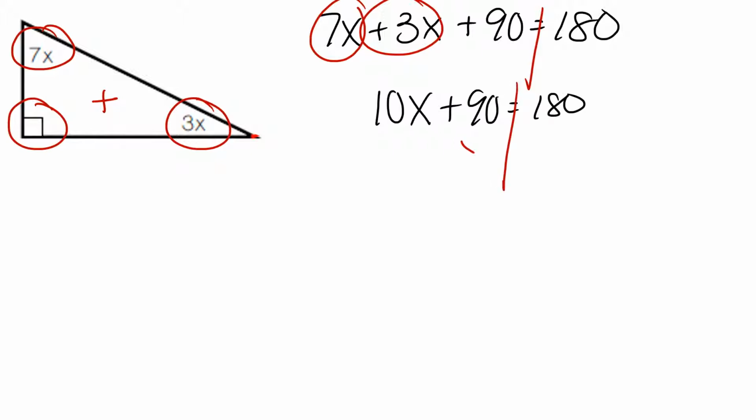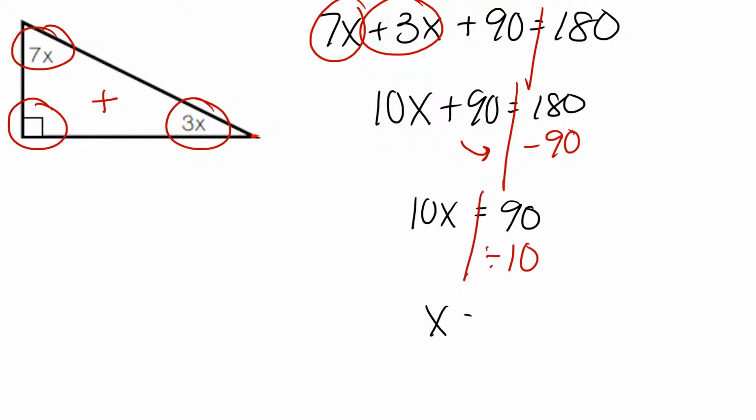Still combining like terms, 90 and 180 are on opposite sides, so we do the opposite operation. Instead of a plus 90, we do the opposite, we do a minus 90. 180 minus 90 is 90. And our last step is to divide. We divide by 10. 90 divided by 10 is 9.